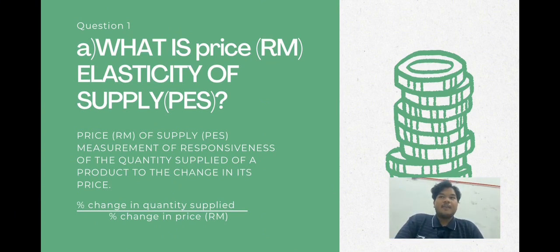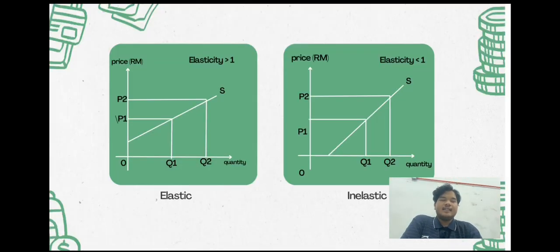We'll be talking about the price elasticity of supply. Price elasticity of supply is the measurement of responsiveness of the quantity supplied of a product to the change in its price. There are 5 types of price elasticity of supply. The first one is when the price elasticity of supply is more than 1. It means supply is elastic.